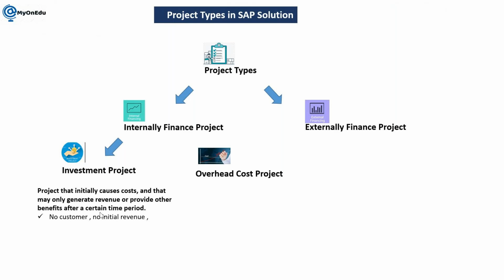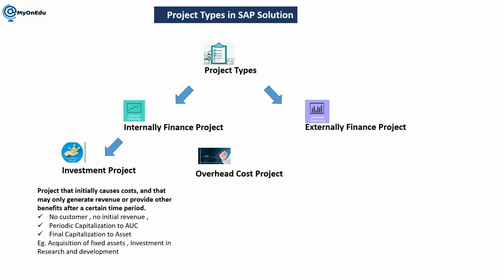So here: no customer, no initial revenue, and periodic capitalization to AUC. We'll understand the meaning of periodic capitalization at a later stage, but to understand here, whenever we want to update the financial status of my project to the balance sheet of the company, we need to do the capitalization, we need to do the settlement. So for this kind of project we do settlement to AUC first, and once my asset is ready, once my building is ready, it is settled to the asset. That is my office building. So, final capitalization to asset.